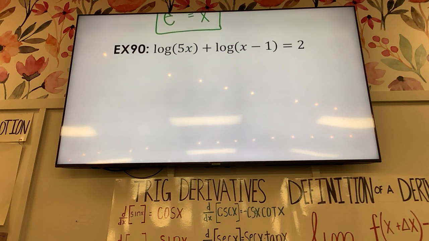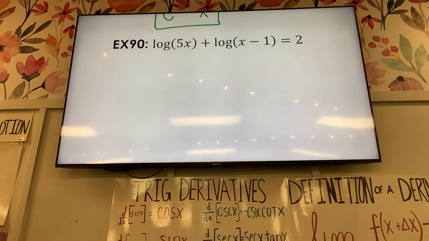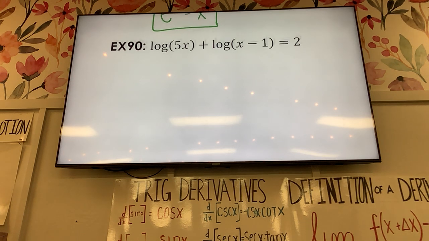All right, let's go to 90. Cameron has a question. What's up? I was just going to say, are those going to be on the calculator or not? Or both? Both.